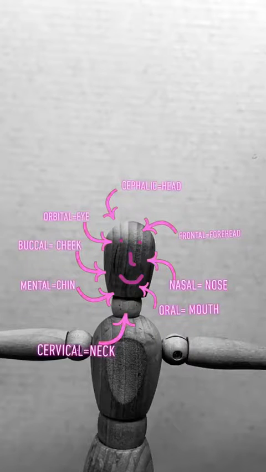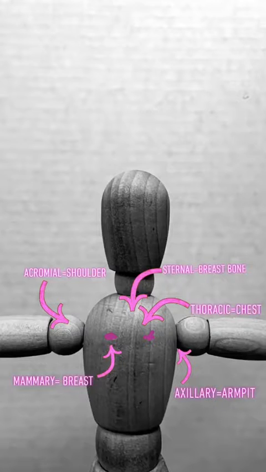We have the cephalic, which is the head, the frontal is the forehead, the nasal is the nose, oral is the mouth, the cervical is the neck, the mental is the chin, the buccal is the cheek, and the orbital is the eye. Moving on, we have the acromial, which is the shoulder, the sternal, which is the breastbone, which is above the thoracic, the axillary, which is the armpit, and the mammary, which is the breast.